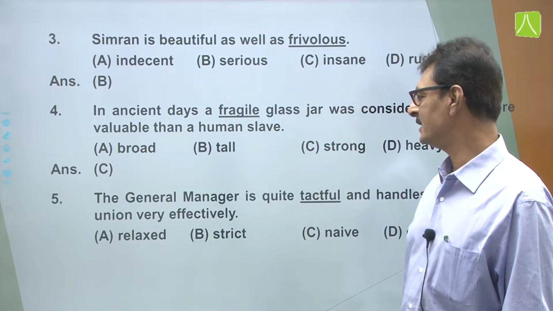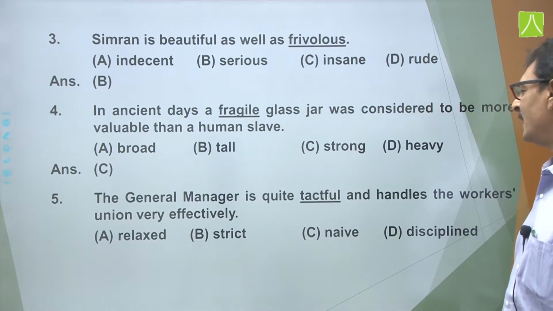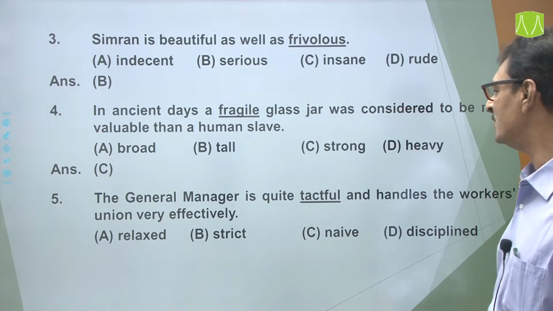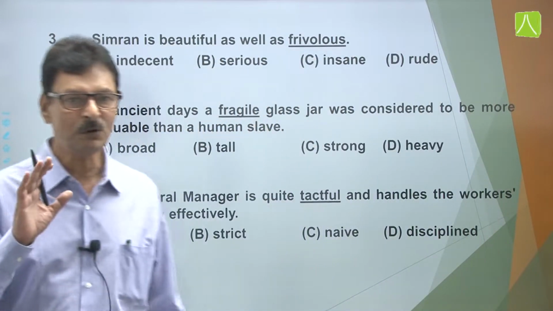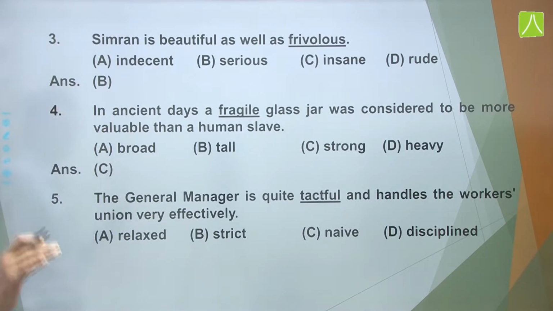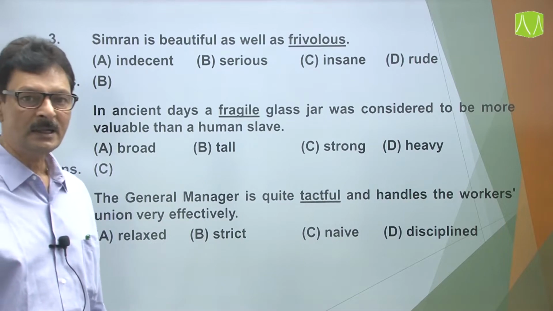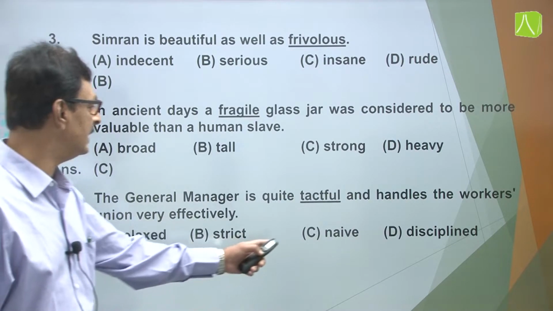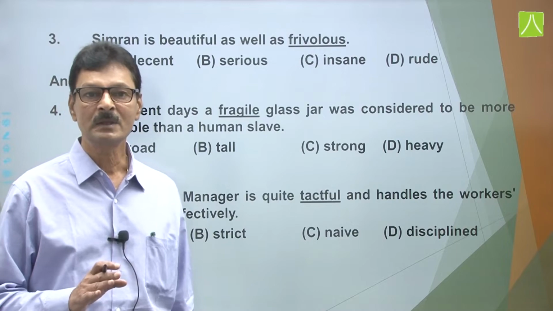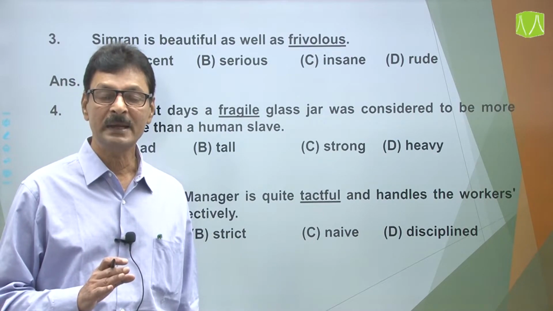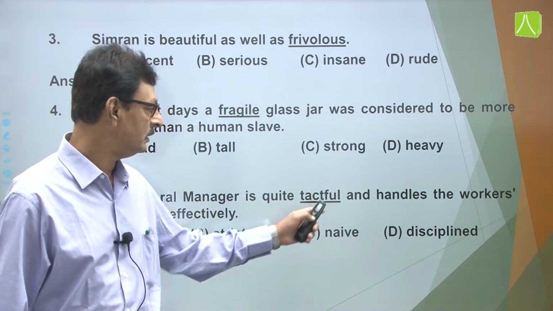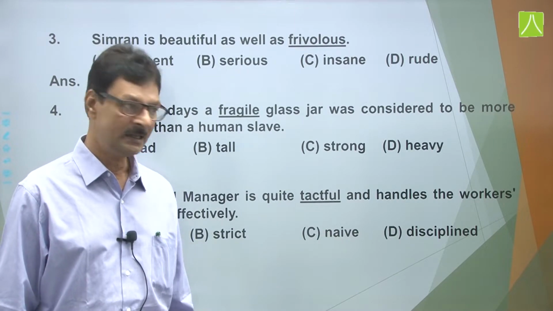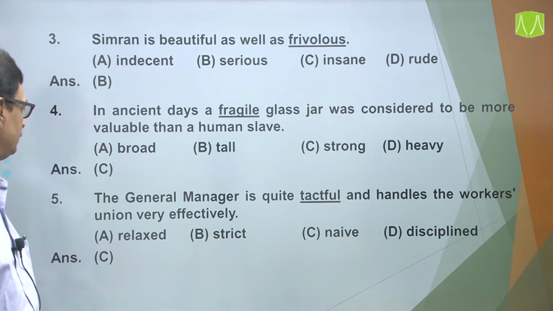Moving on with the next sentence: the general manager is quite tactful and handles the workers union very effectively. What is tactful? काफ़ी समझदारी से करता है. The options given to you are relaxed, strict, knave or discipline, and the correct answer is C, that is knave. Knave is novice, inexperienced. So tactful means doing it in an experienced way, and the opposite is knave, that is inexperienced.